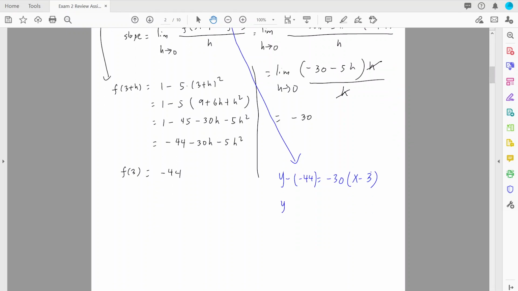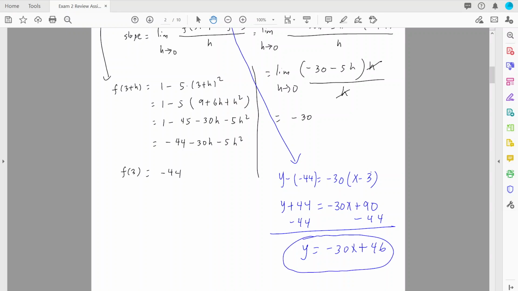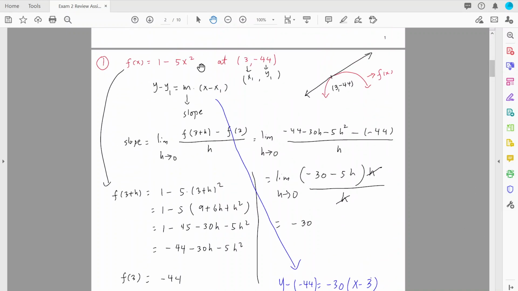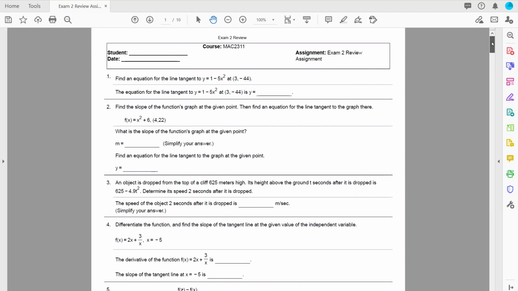So this is y plus 44. We need to distribute this negative 30 on the right side, so it gives us negative 30x positive 90. And we can simplify this equation further. Let's subtract 44 from both sides. That will give us y equals negative 30x plus 46. So that is the equation of the tangent line at point 3 comma negative 4 for this function. Okay, so that's how we can do problem 1.